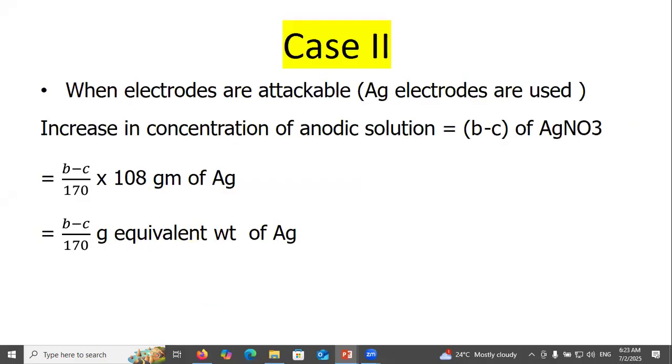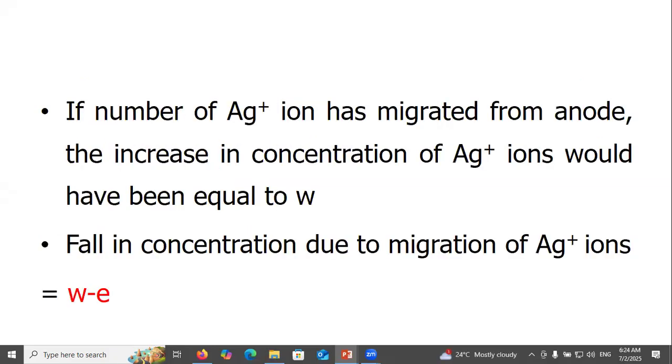Case second, when the electrodes are attackable, silver electrodes are used. Increase in concentration of anodic solution is B minus C of silver nitrate, B minus C over 170 into 108 gram of silver. So B minus C over 170 gram equivalent weight of silver.